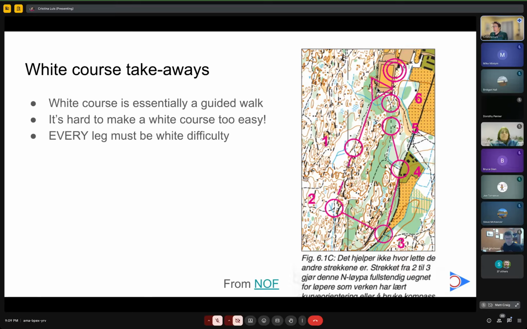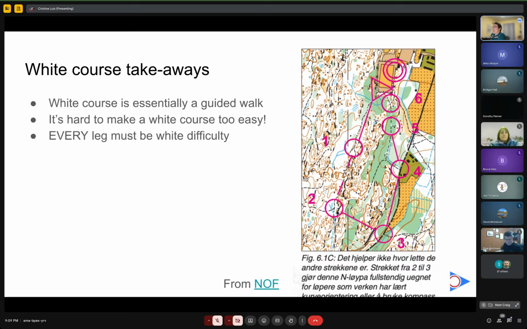This is an example from a Norwegian course setting guide of what they call an end course. And believe it or not, there's a single trail going all the way to 1, and all the way to 2. Those are ostensibly white legs. 3 to 4, decision point. I guess you could say it's still kind of a white leg. But then you have this one here from 2 to 3. And I think this is a pretty obvious example of something that's not a white course.